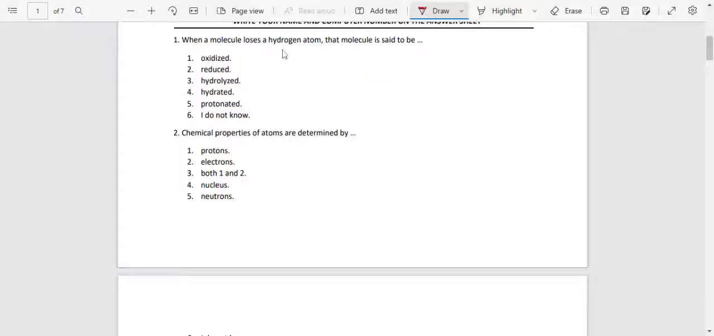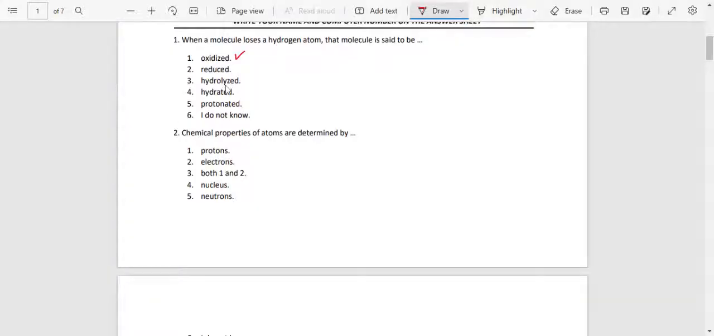So when you're talking about loss of hydrogen, gain of oxygen, or loss of electrons, that's oxidation. So that atom is oxidized. The other way around, the loss of oxygen, gain of hydrogen, or gain of electrons, that is reduction. Okay, so that atom is reduced.